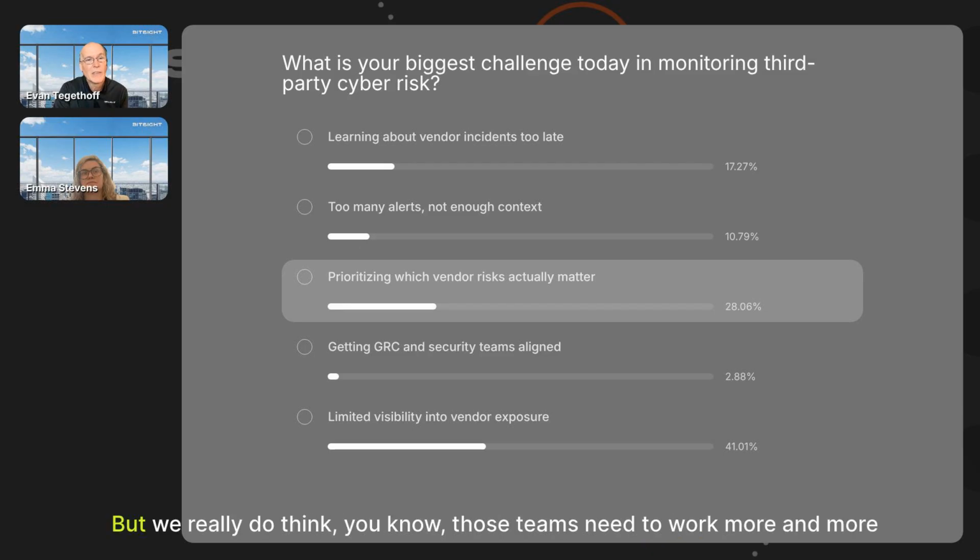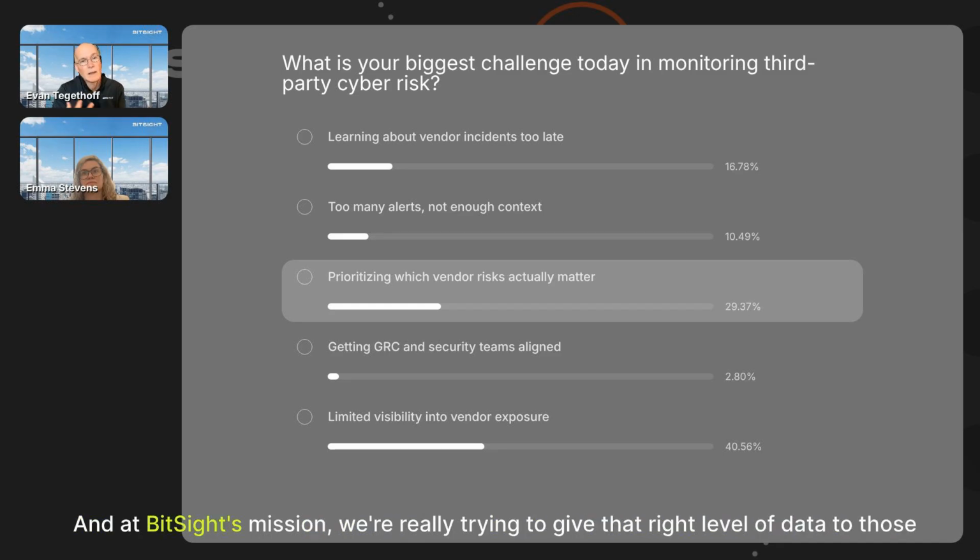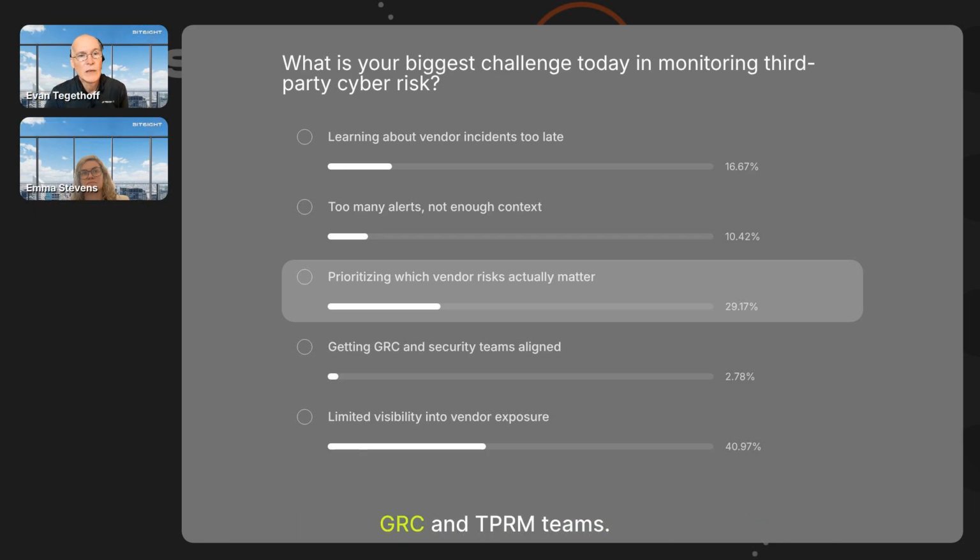We're going to keep leaning in on that, but we really do think those teams need to work more and more together, so that threat intel can be analyzed appropriately. And at Bitsight, our mission is to give that right level of data to those GRC and TPRM teams.